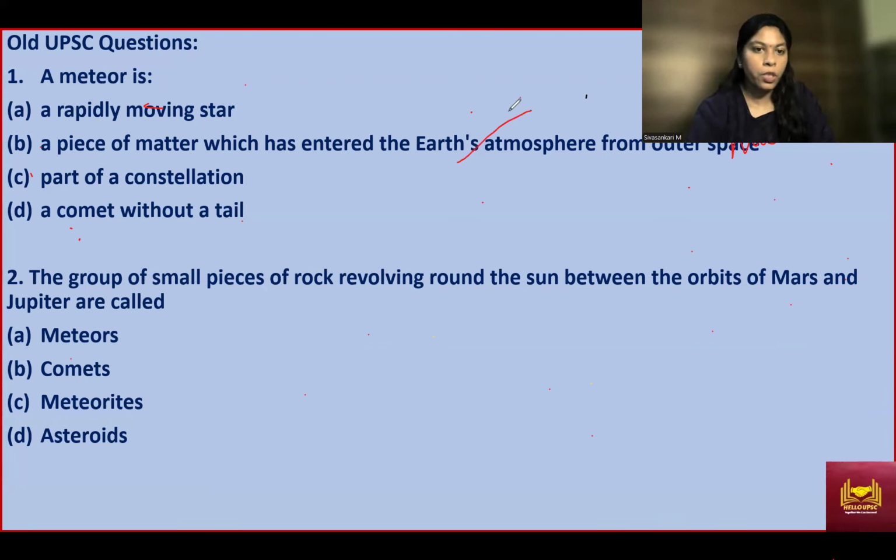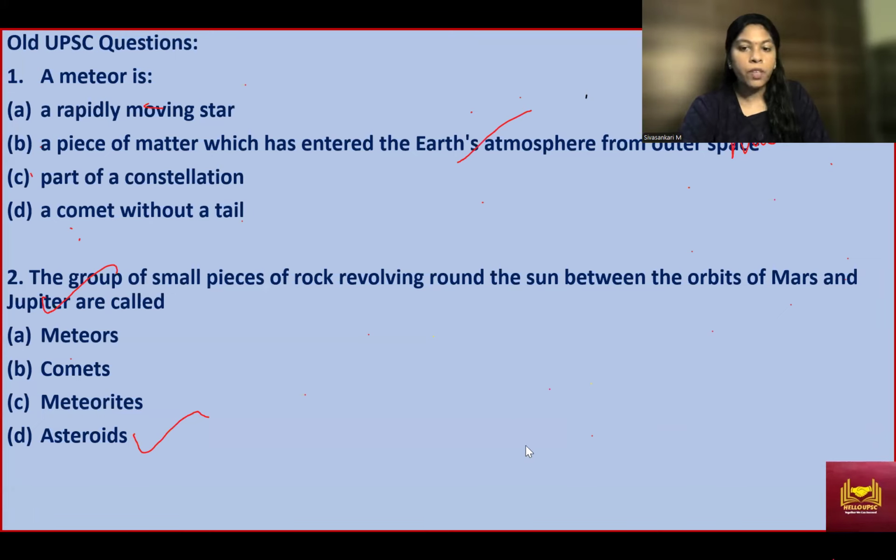Now come to the second question. The group of small pieces of rock revolving around the sun between the orbit of Mars and Jupiter. From the name itself, you can clearly understand it is asteroids. We have already done this and we have seen the diagram also. You can go back and check it. Now we'll move to the next one.